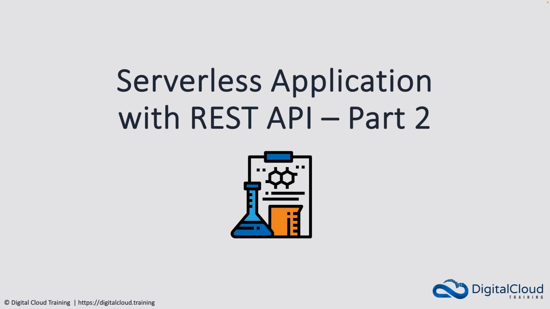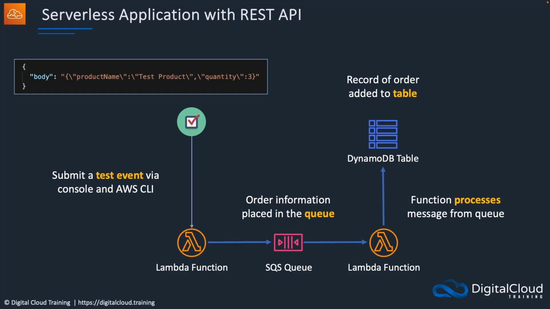Welcome back. In this lesson, which is part 2 of our building a serverless application with a REST API, we're going to complete what we started in part 1. So in part 1, we ended here. We used the Lambda function console to submit a test event, which went through our submit order function into the queue, which triggered our process order function, which placed the product into the table. So it looks like we have an order from our e-commerce store. We also use the CLI.